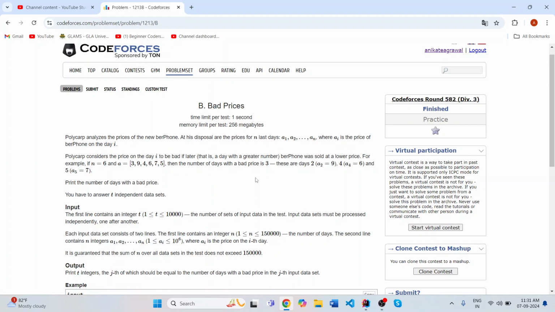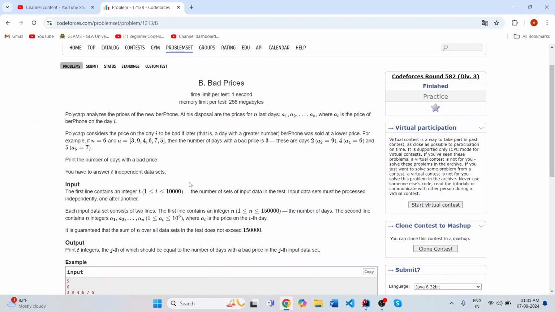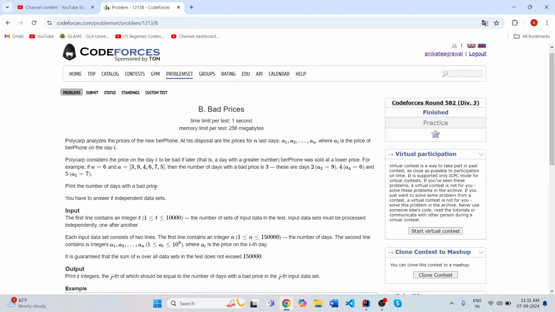For example, if n is equal to 6 and a is equal to this, there are three bad days, that is day 2 where the price was 9, then where the price was 6, and where the price was 7, because later we have a smaller price. So this is what we have to check, and print the number of days with a bad price.